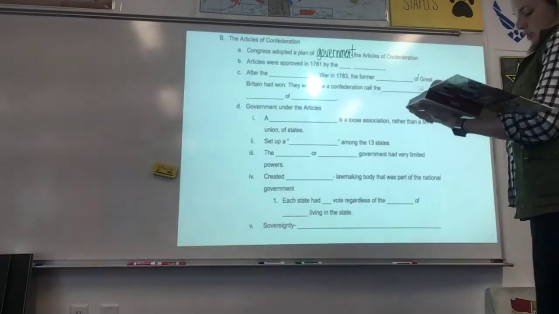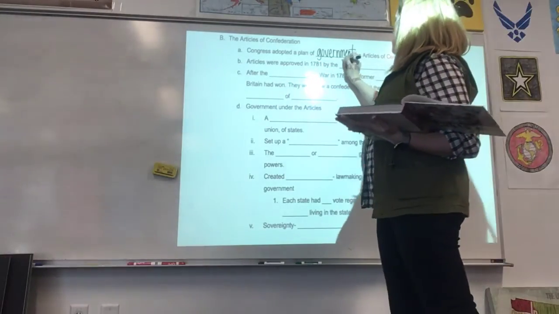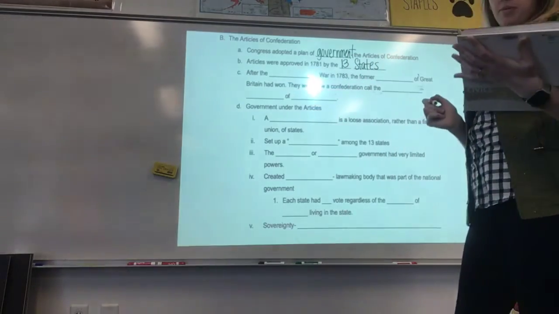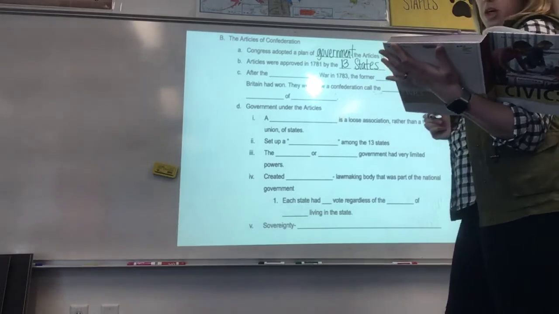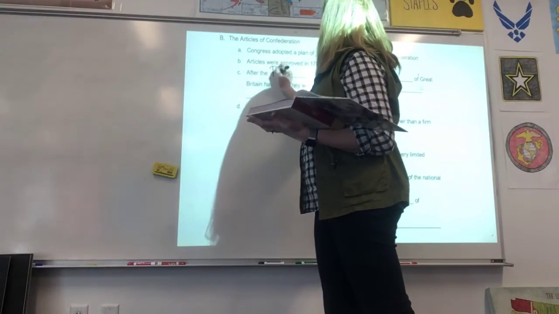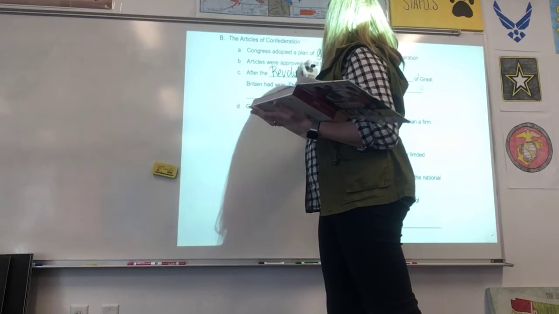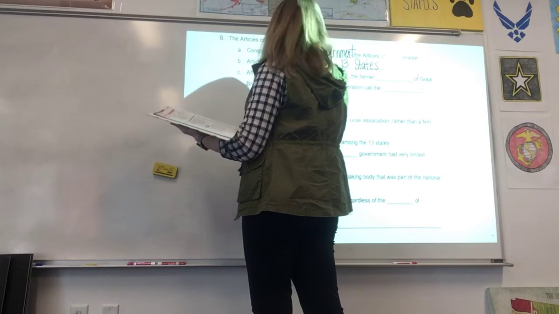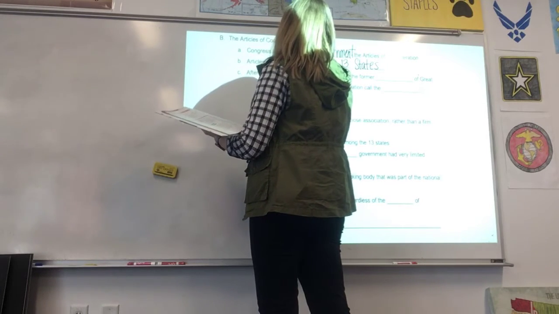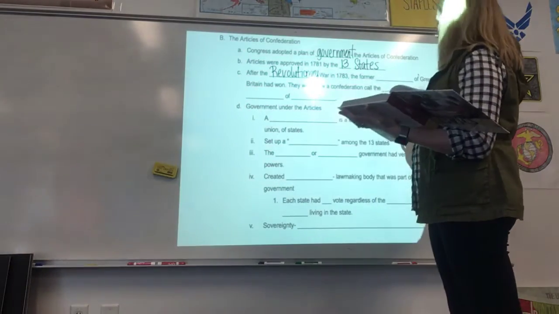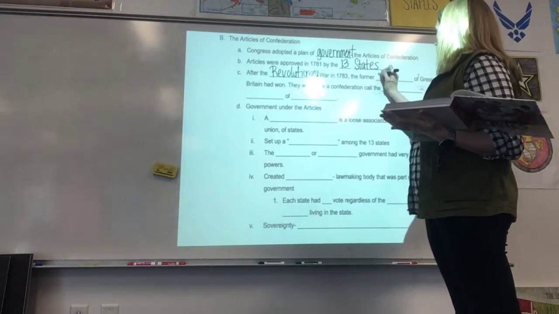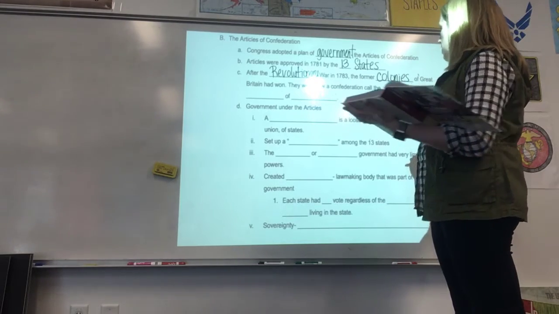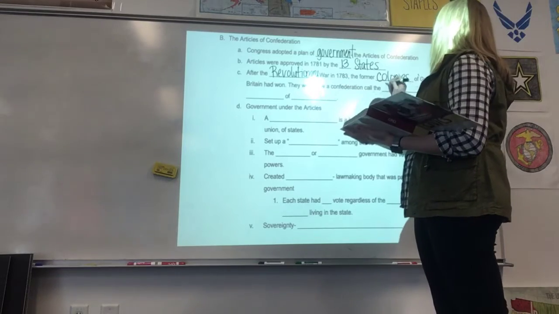The Articles were approved in 1781 by the 13 states. At this time, we only had 13 states. Now we have 50. After the Revolutionary War in 1783, the former colonies of Great Britain had won. They were now a confederation called the United States of America.